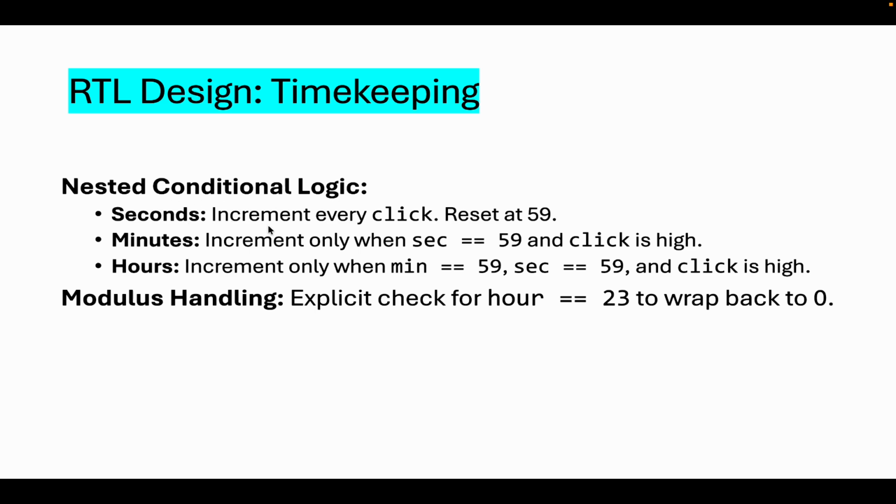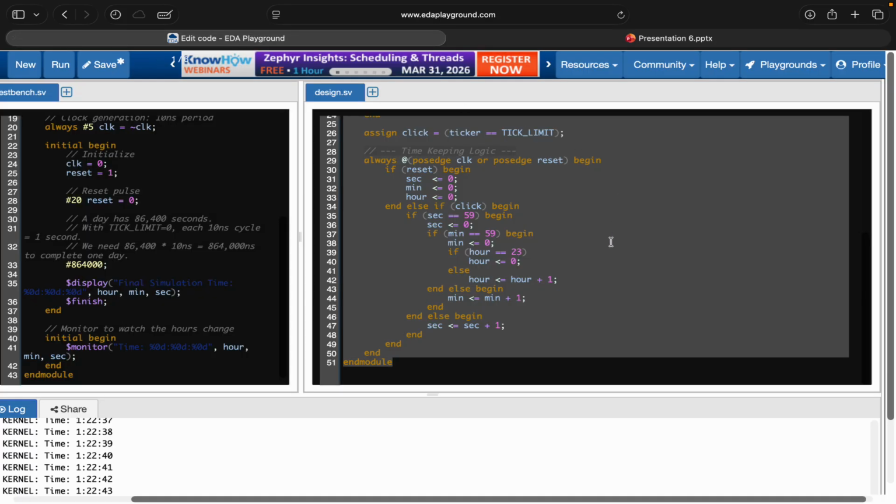What we will do is it will increment every click and it will reset at 59, because you have 60 seconds, right? So it will count from 0 to 59. At the 59th second, after it is done, it will reset. In the same way, minutes will increment only when seconds here also is 59 and click goes high. Click is nothing but, for your good understanding, I'll explain it in the code itself.